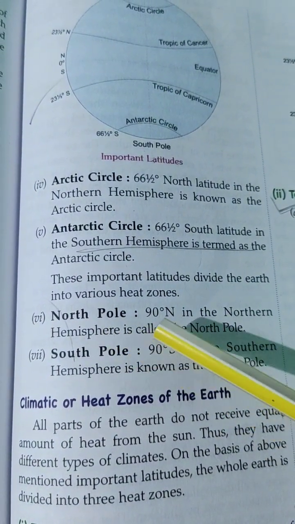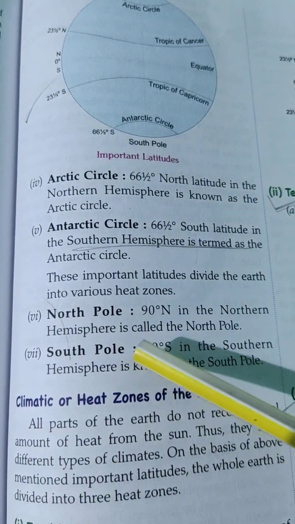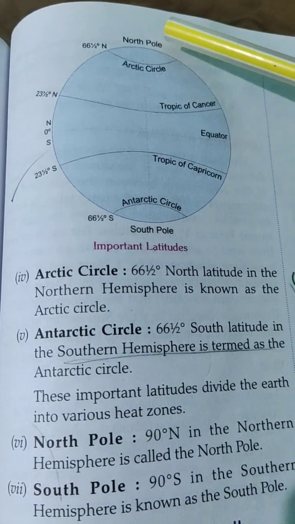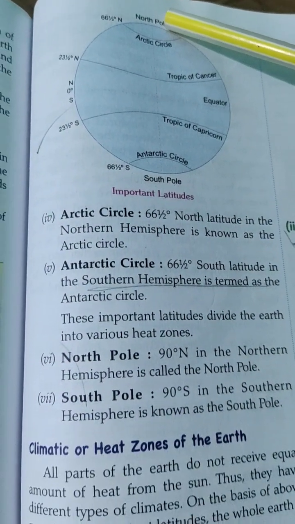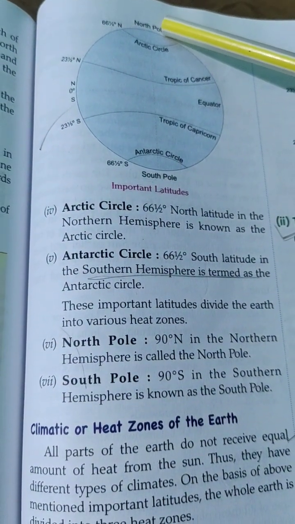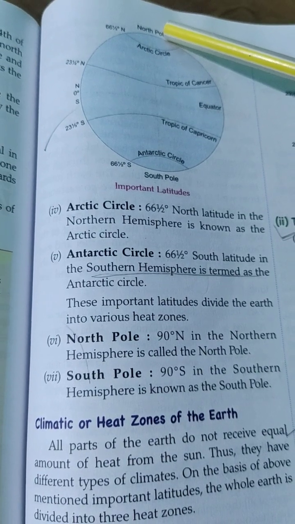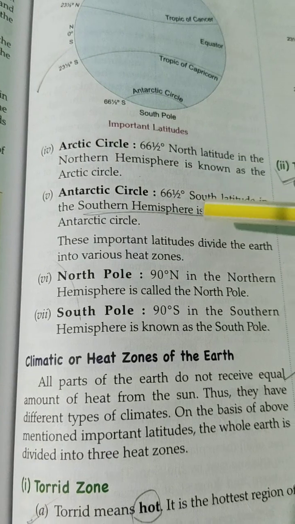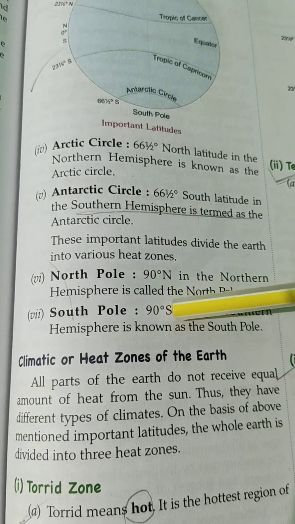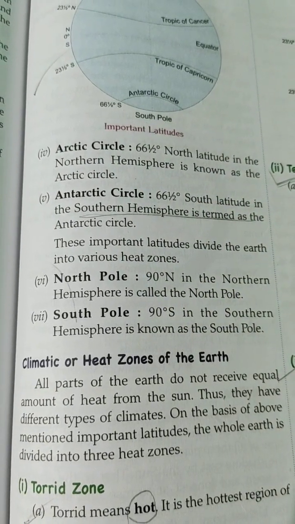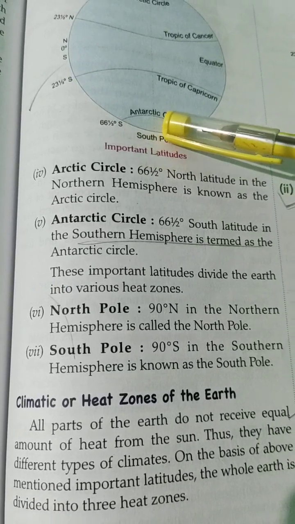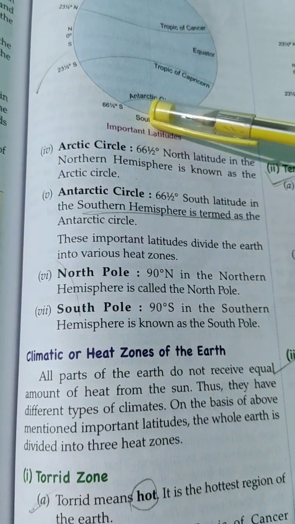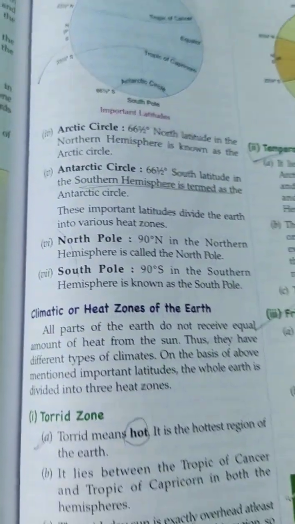North Pole, 90 degree north in the northern hemisphere, is called the North Pole. Children, here it is North Pole. And South Pole, 90 degree south in the southern hemisphere, is known as the South Pole. See children, here it is South Pole.